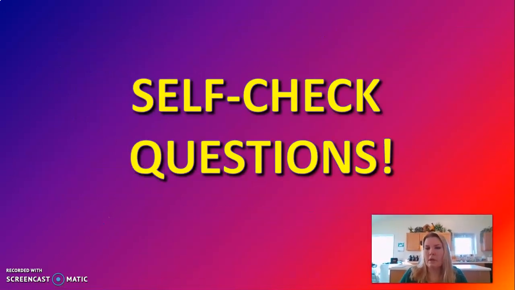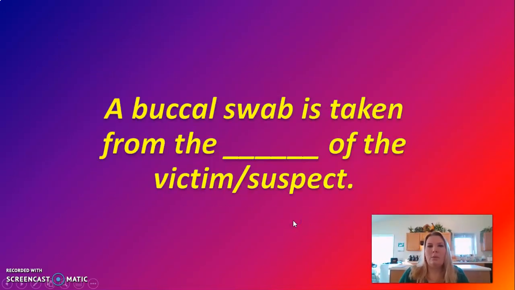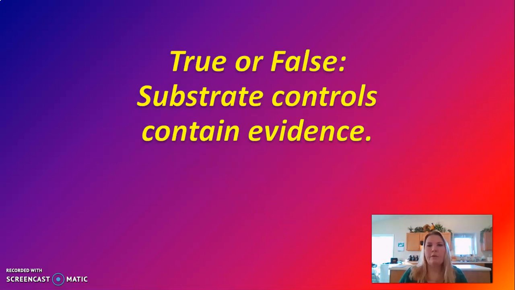All right, self-check. A buccal swab is taken from what part of the body from the victim or the suspect? And the answer is the cheek. True or false? Substrate controls contain evidence. False. You don't want evidence in your substrate control. You want just the substrate so that you can test it.